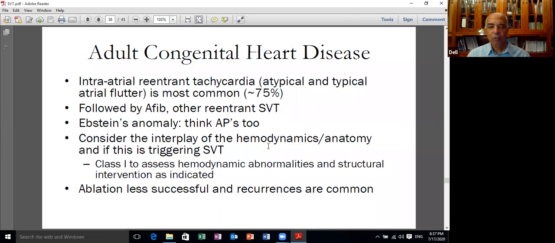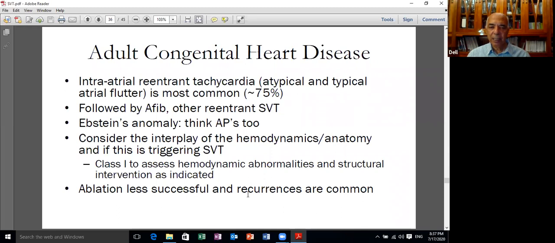No treatment is going to stand the test of time unless you correct the hemodynamic disturbance first, and then you look for the arrhythmia. Probably it will be corrected spontaneously or needs minimal intervention. The Class 1 recommendation is to consider hemodynamic abnormalities and correct them.